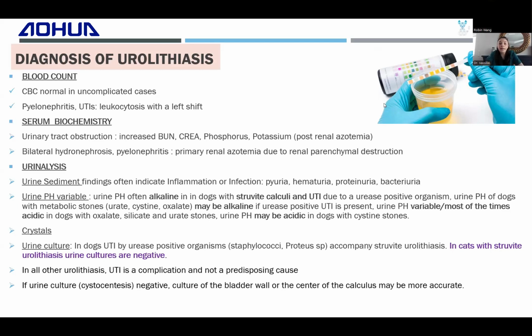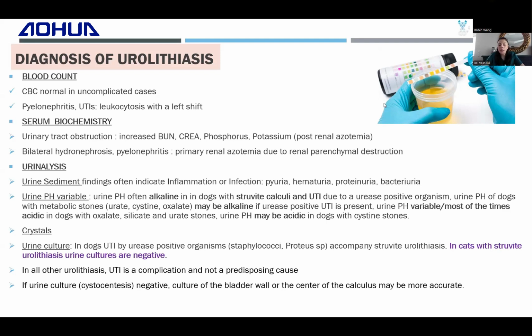Also, we can have bilateral hydronephrosis or pyelonephritis with primary renal azotemia due to renal parenchymal destruction. And we can have hydroureters with, for example, a stone, a urolith in the ureters. Okay. What about now the urinalysis? Let's talk about the urine sediment. The findings often indicate inflammation or infection. We can have pyuria, hematuria, proteinuria, and bacteriuria.